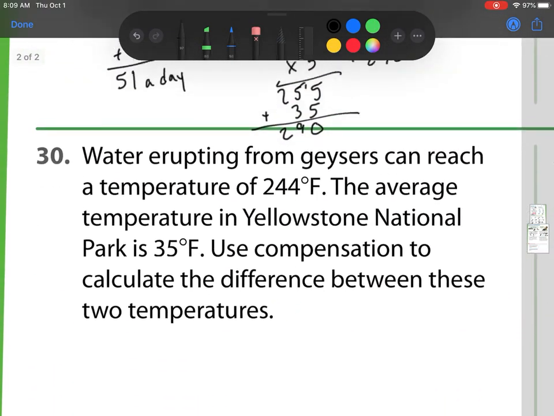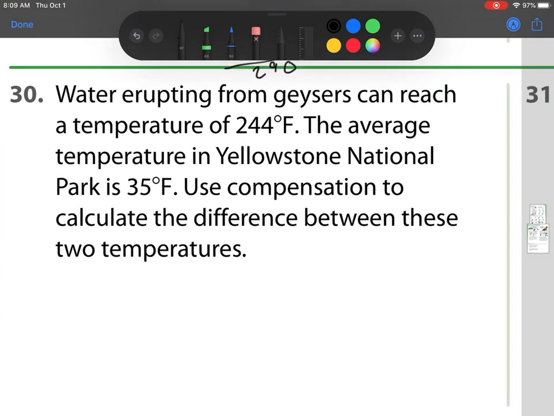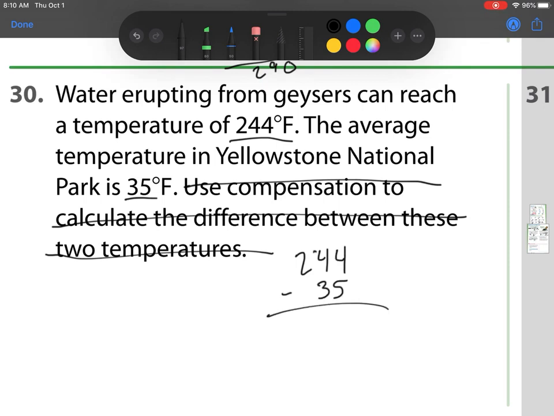Now let's head on to number 30. Water erupting from geysers can reach a temperature of 244 degrees Fahrenheit. The average temperature in Yellowstone National Park is 35 degrees. Use compensation to calculate the difference between these 2 temperatures. Now, if you remember what compensation is, that's where you add a little to make these friendly numbers. We could do that. I'm just going to use our standard, so I'm just going to ignore this. It is okay, because our whole purpose is for you to figure out strategies that you like. I'll show you compensation after we solve it our standard way and see if you like that one better.